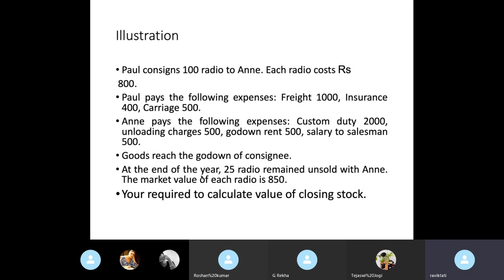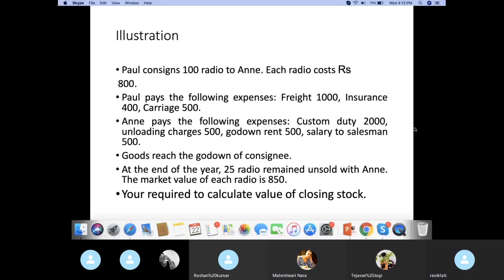Do you hear me? Are you able to hear me? Yes, sir. Can you hear me, please? Yes, sir. So out of 100, 25 radios are left over.